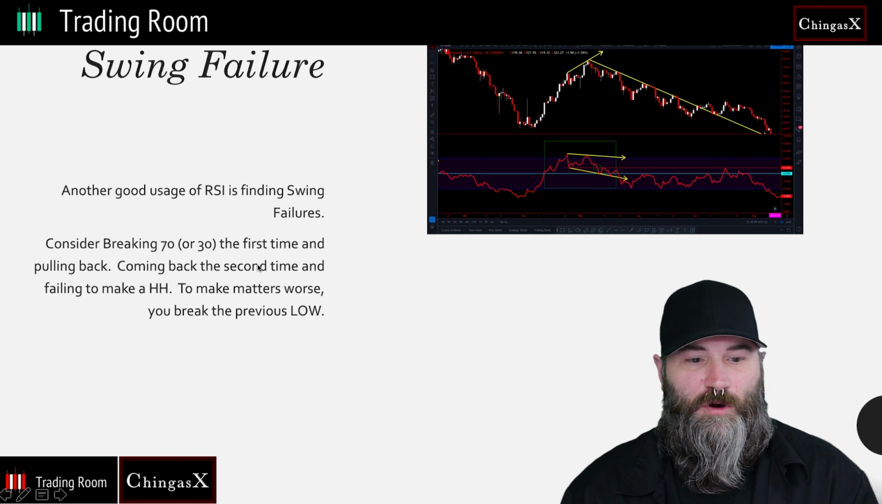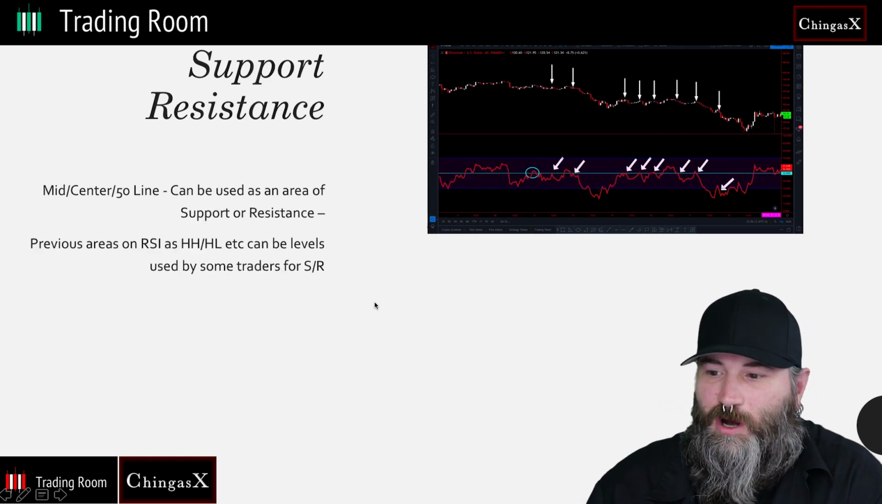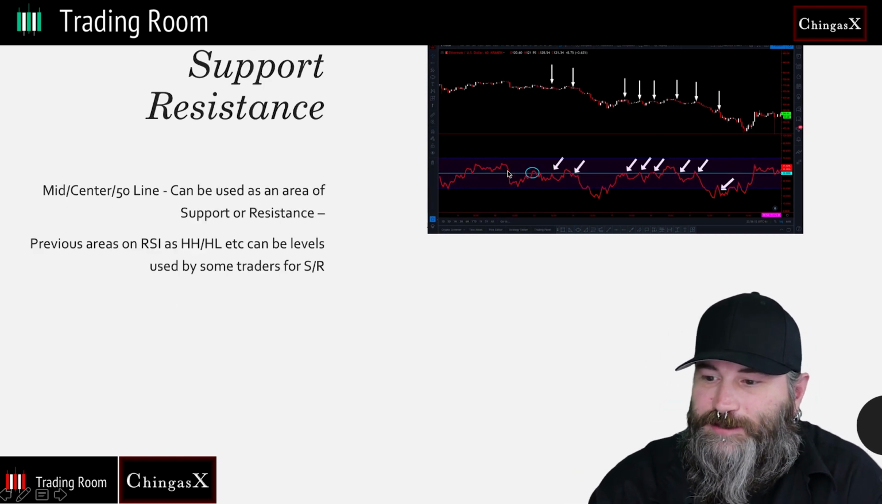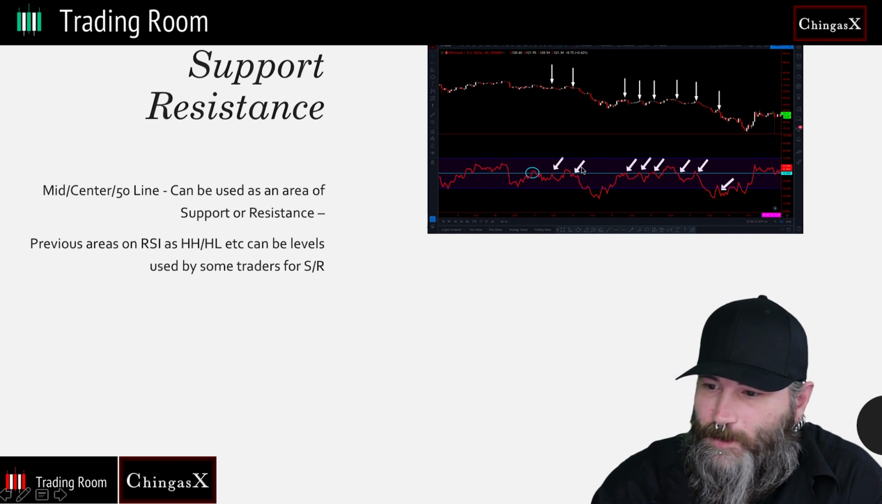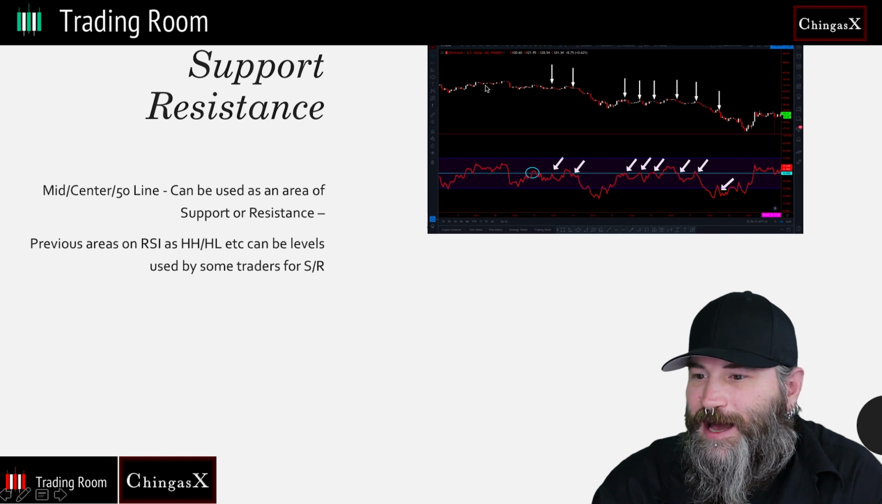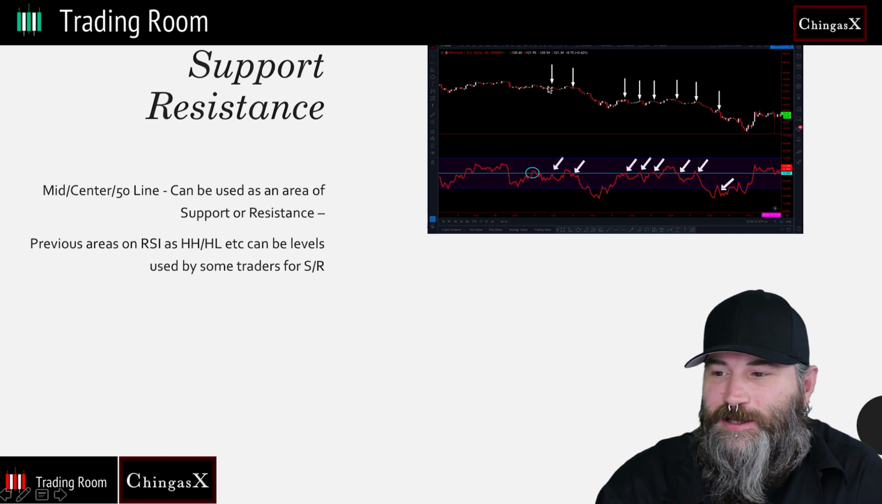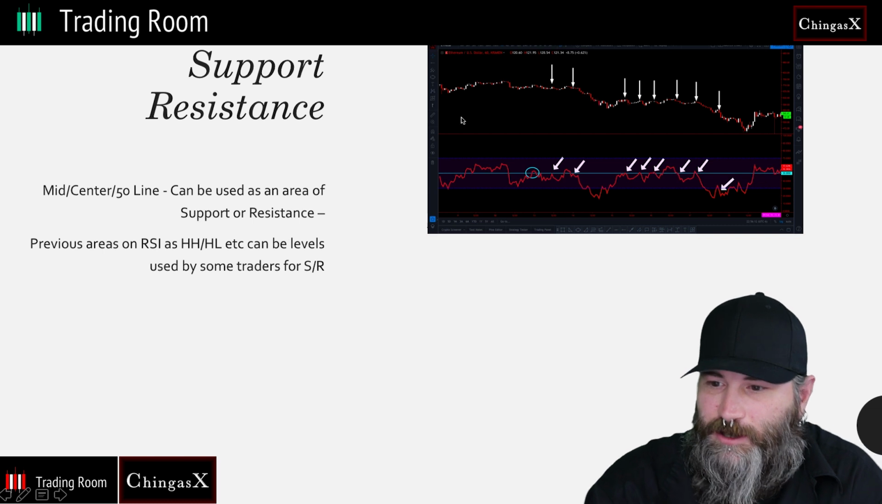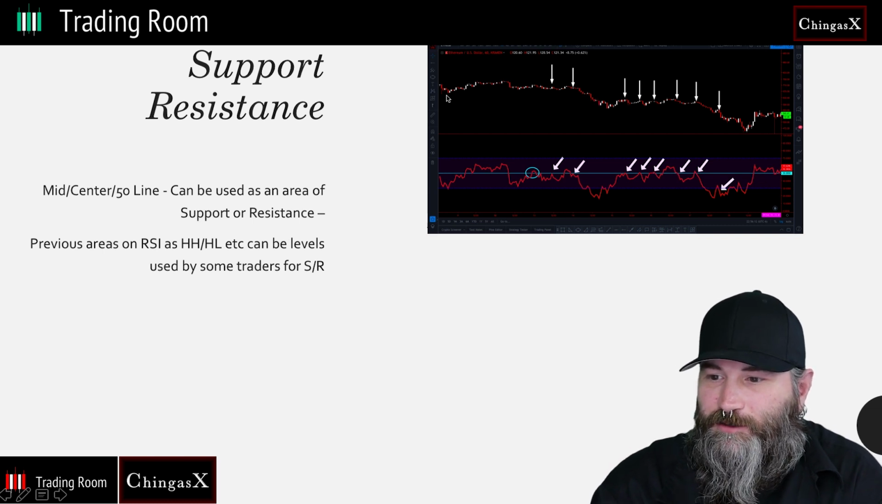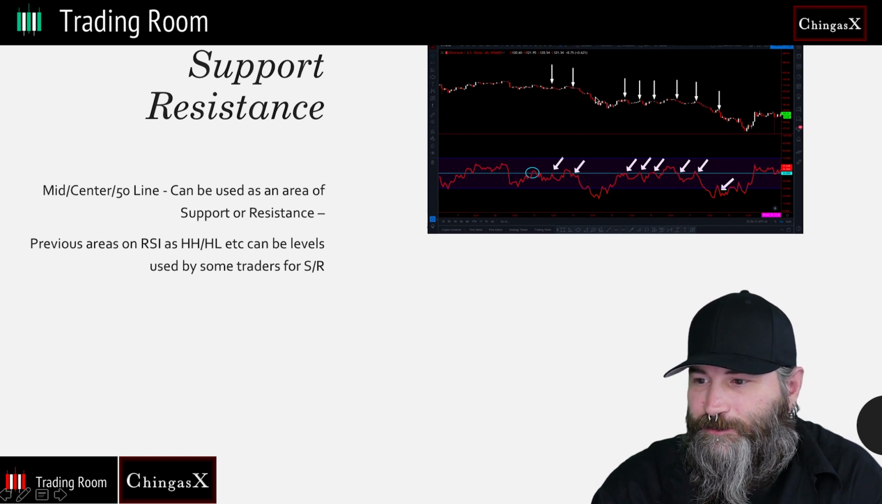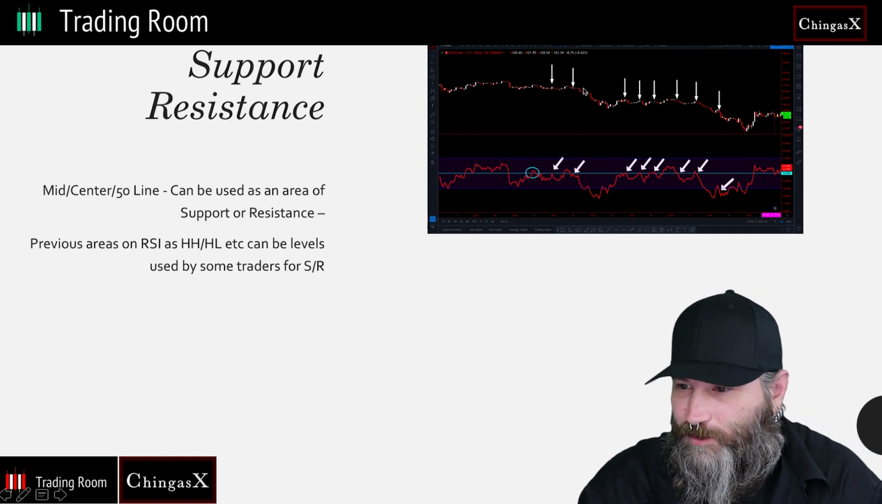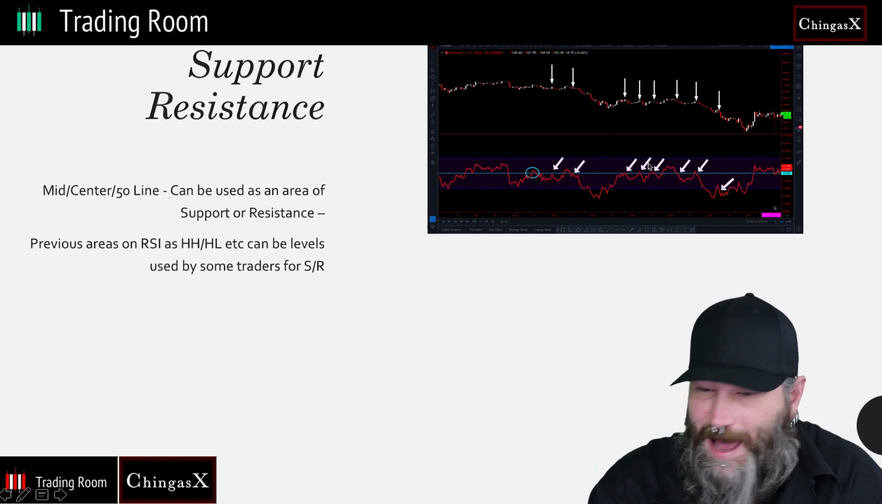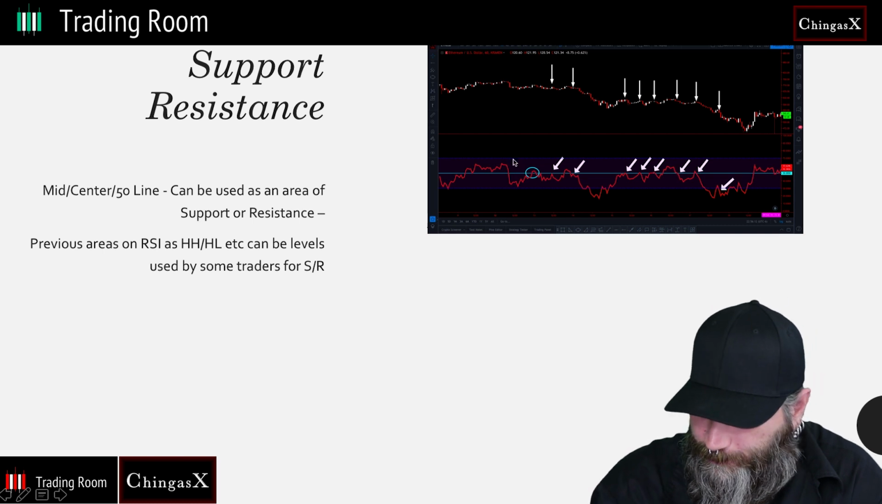Now we mentioned support and resistance before. We're going to talk about that again. This is a good example of the 50 line. So RSI is doing its thing, it's up and down. Price is sideways, but slightly bearish. You made a higher low, but then you went completely sideways, making lower lows until this little fall off right here. But look at the reaction to the 50.